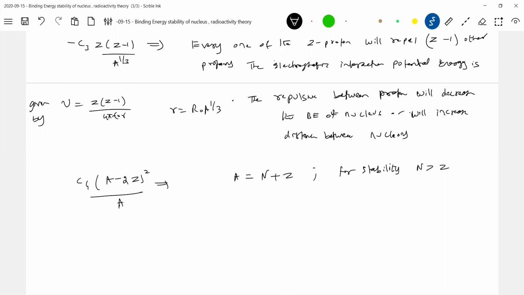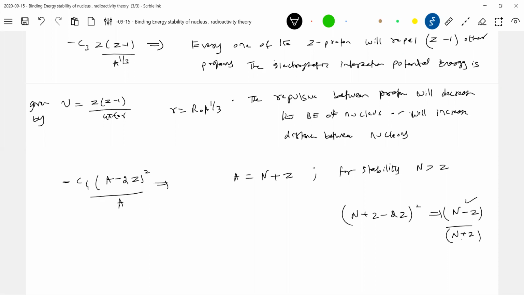It should be in the lower state. That particular thing we express using this quantity, and it's also negative. Further, what you can write, A equal to N minus Z? So A equal to N plus Z. If you write A equal to N plus Z in this equation, this will lead to N minus Z, and below we'll get N plus Z.